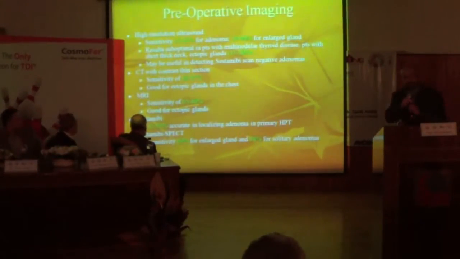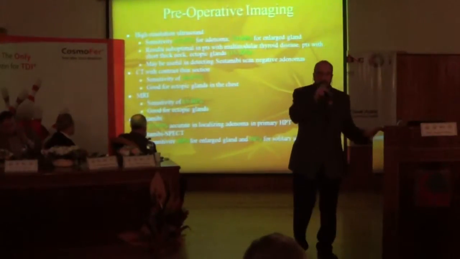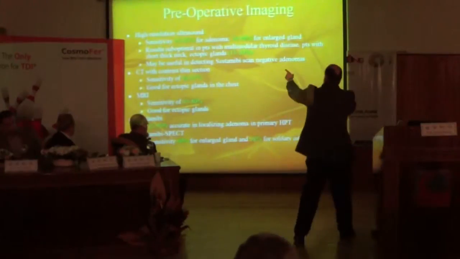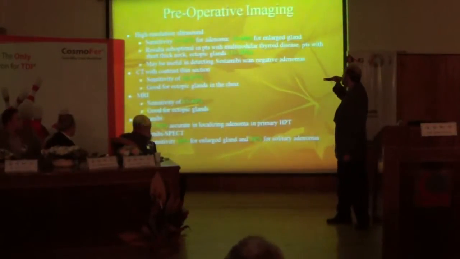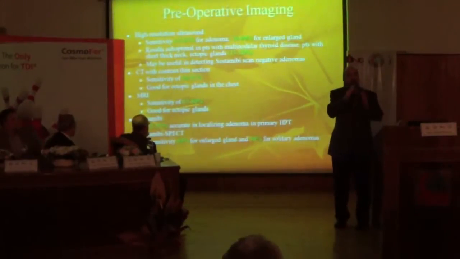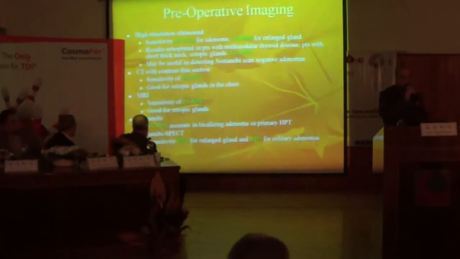Ultrasound scan. Bear in mind, ultrasound scan is operator dependent. You can see the figures here: between 65 and 85, between 30 and 90. Wide variation, because it is operator dependent. In obesity, it's difficult. Multinodular goiter makes it difficult. Or an inexperienced radiologist.